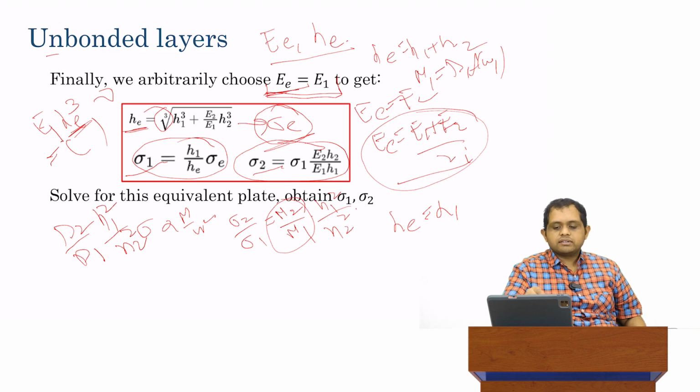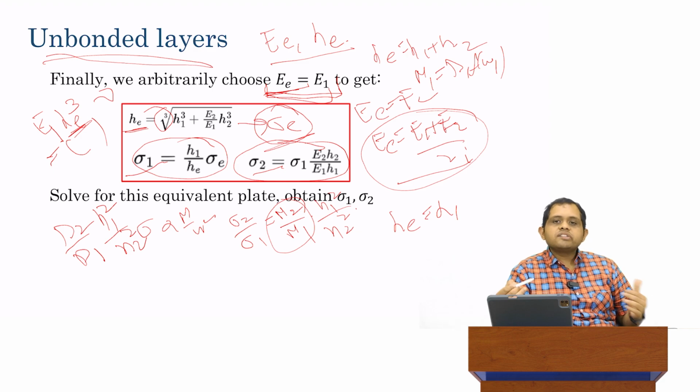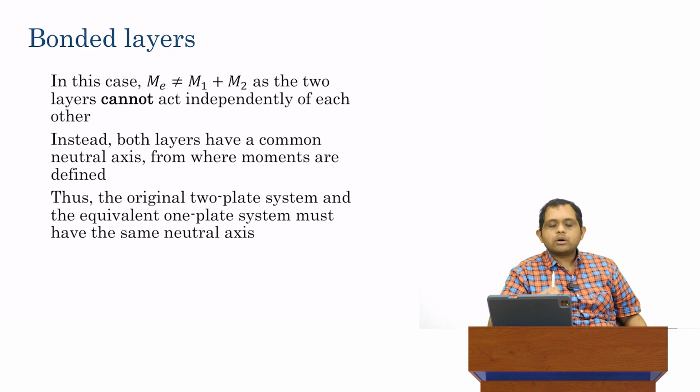So now we have a complete theory, and in this case, the only assumption we made was that we have unbonded layers. Beyond that, the fact that we chose EE equal to E1 is an arbitrary choice, but it doesn't have any meaning, in the sense we can choose anything else and our equations will still settle to an equivalent value. So we'll still get the same answer regardless of what assumption we make. So that's how we calculate these values for unbonded layers without any error besides that one assumption.